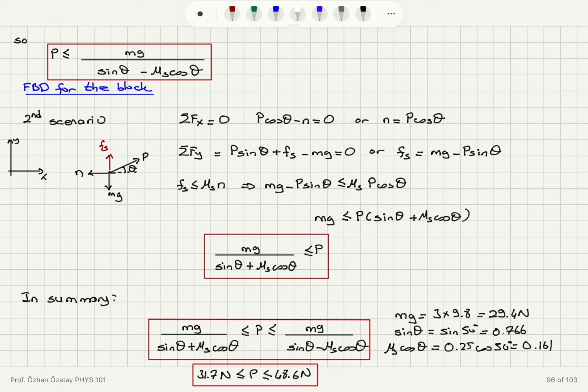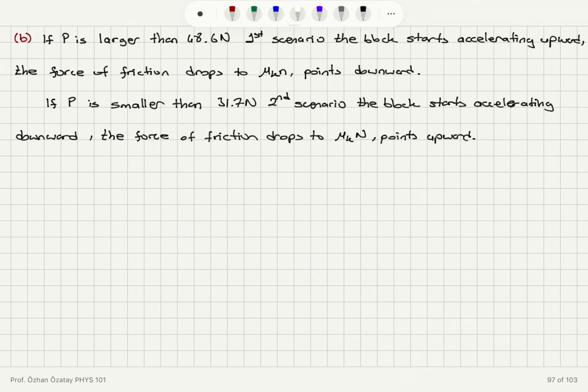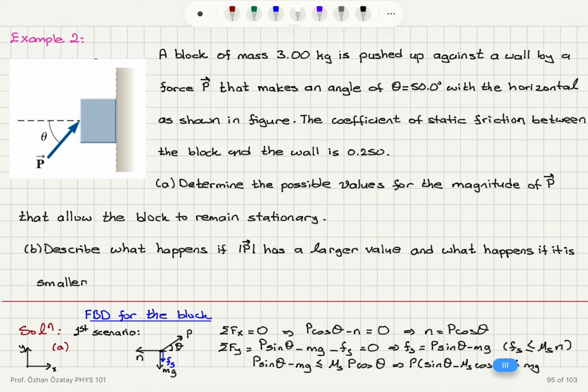The weight is too high. The P force that we're applying is not enough, and therefore the weight wins over the y component of P, and now the kinetic friction is pointing up, and the object will start accelerating down. Okay, so this was an example for static friction.